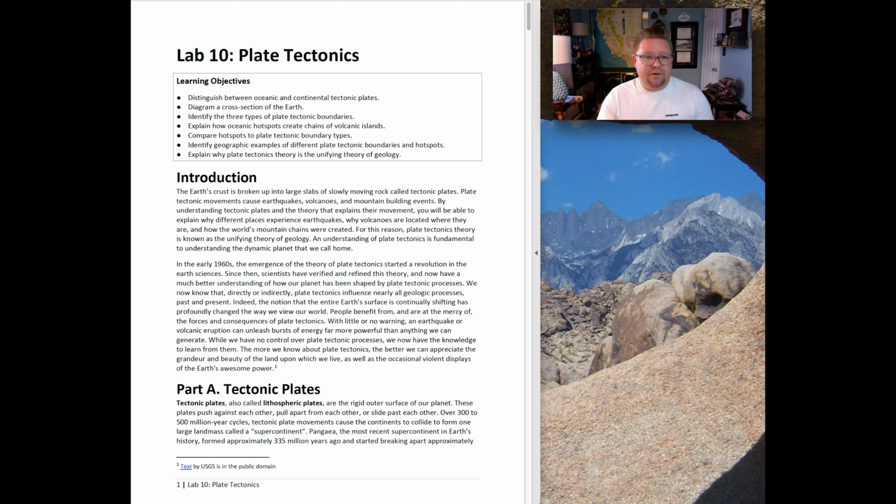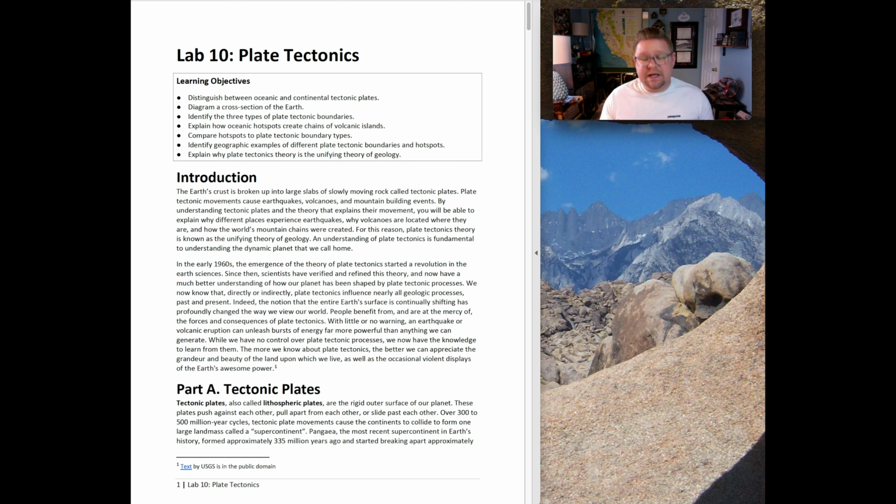Now we can see here that the learning objectives for this lab are to distinguish between oceanic and continental tectonic plates. You'll also be able to diagram a cross-section of the Earth. You'll learn to identify the three types of plate tectonic boundaries, explain how oceanic hotspots create chains of volcanic islands, compare hotspots to plate tectonic plate boundaries, identify geographic examples of different plate tectonic boundaries and hotspots, and lastly, explain why plate tectonic theory itself is the unifying theory of all geology.